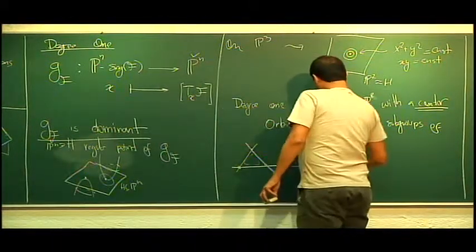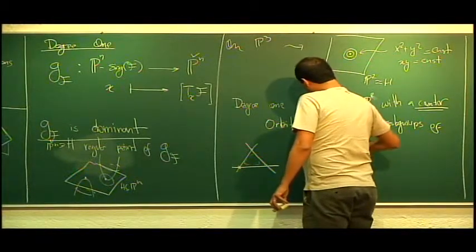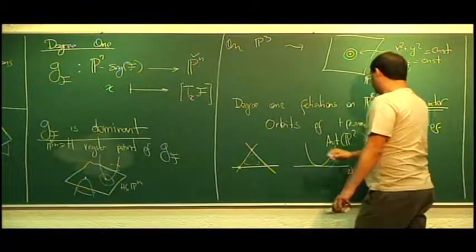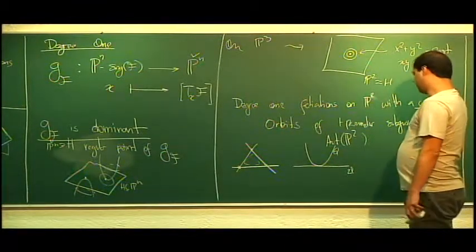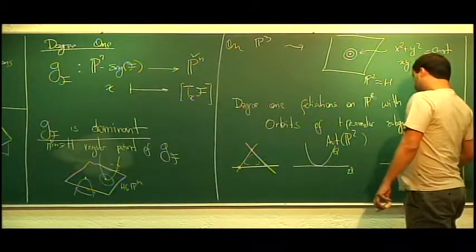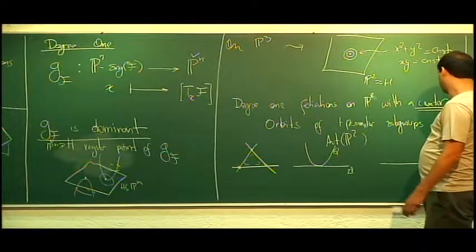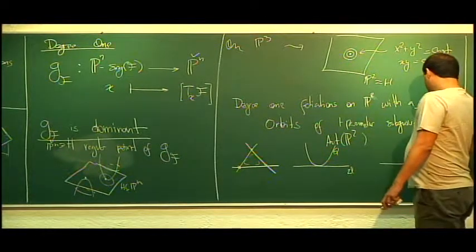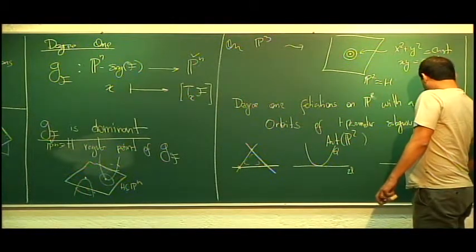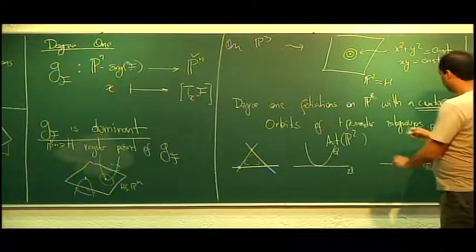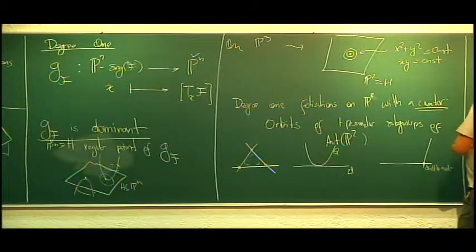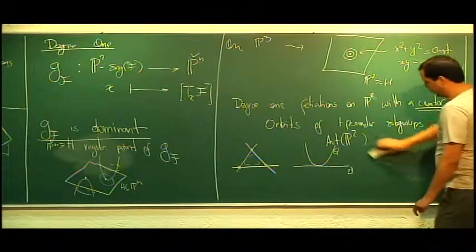Then you have also another possibility, which is a pencil of lines and a quadric tangent to the line. And we also have something with a saddle node. If I'm not mistaken, it has two invariant lines. And there is a saddle node here. But that's not important because we are only interested in degree 1 foliations with a center, so this case does not appear.